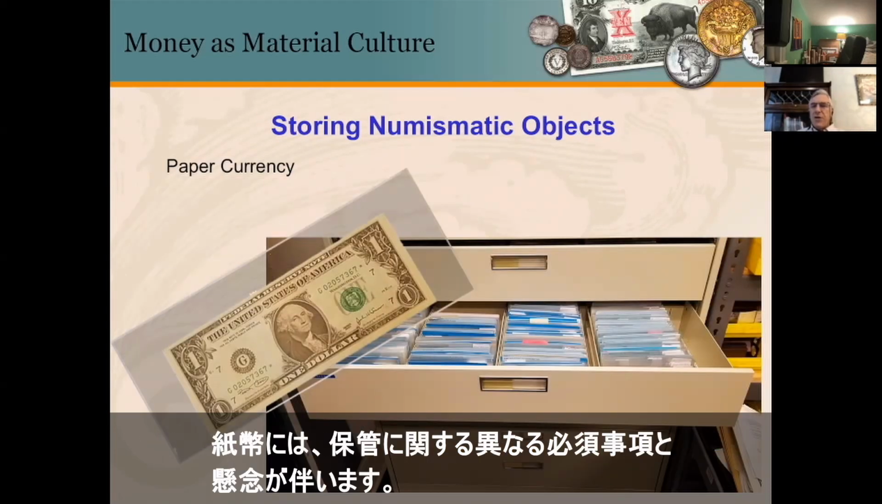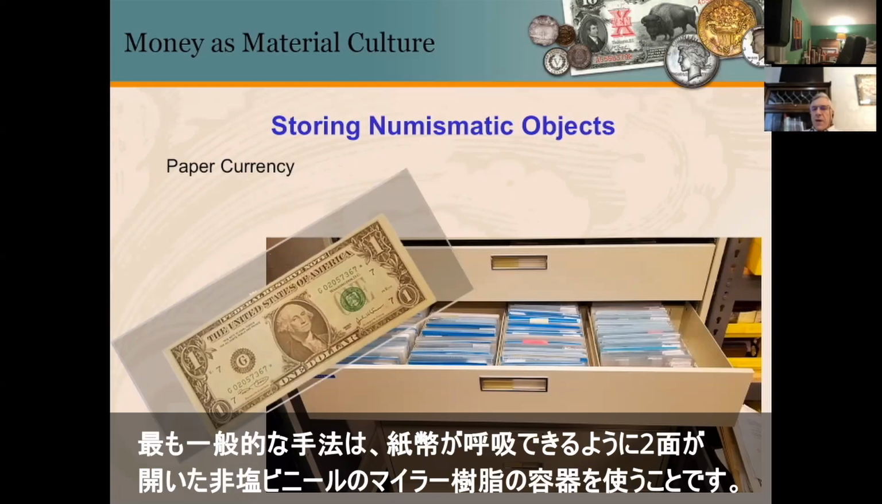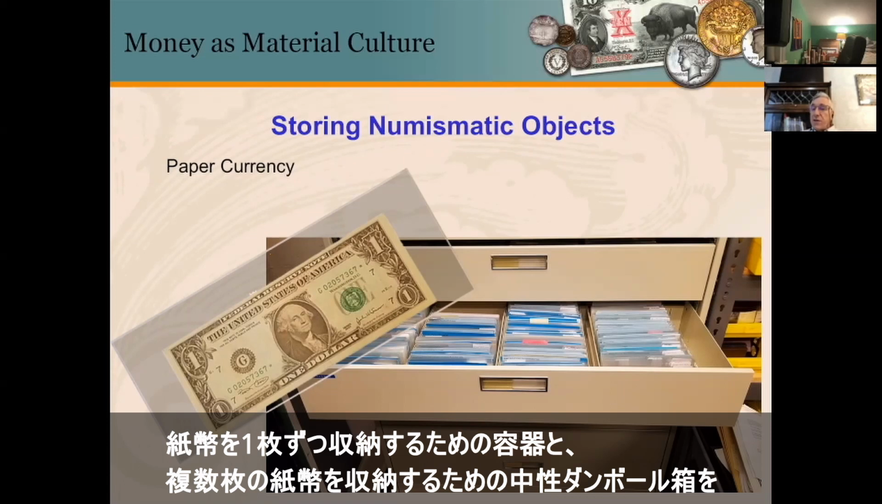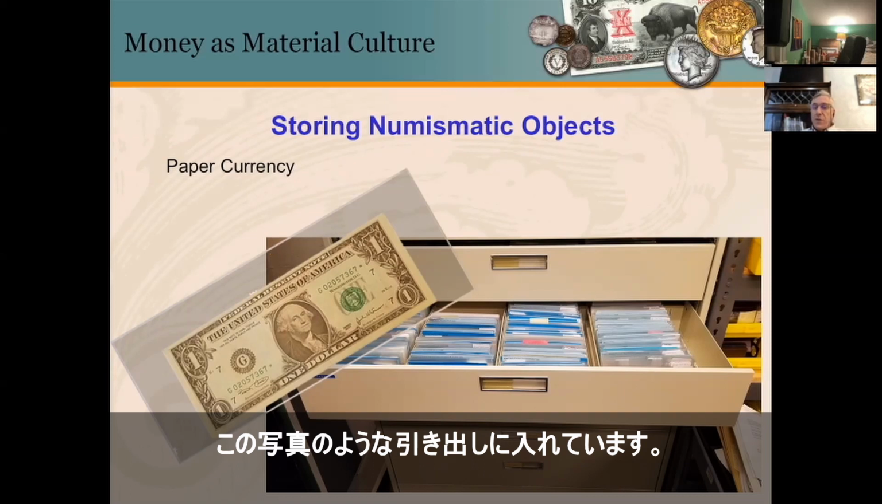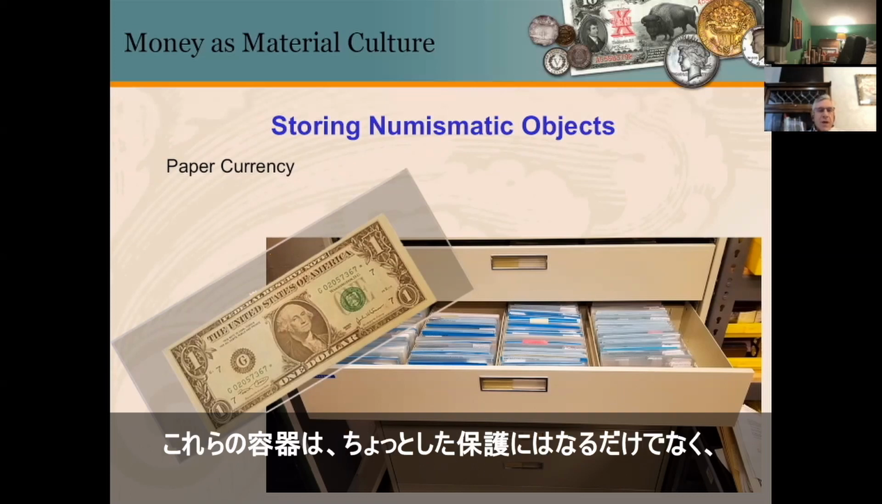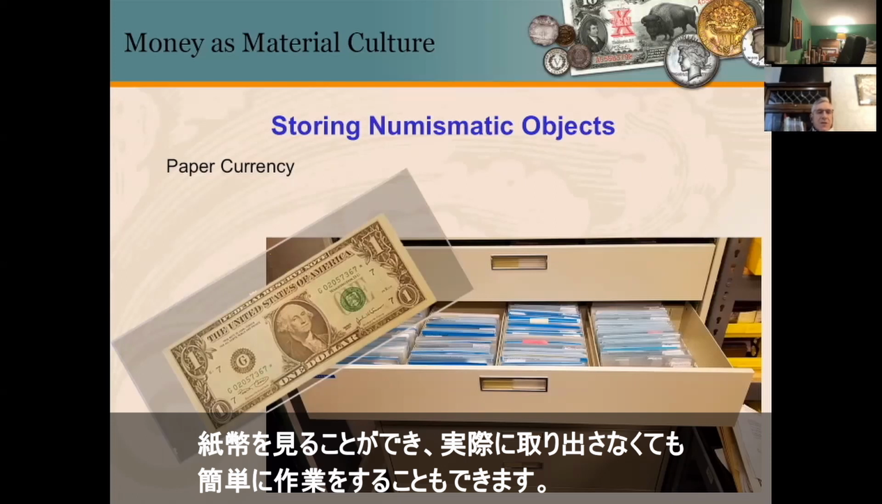Paper money has its own needs and concerns for storage. The most common standard is to use non-PVC mylar holders open on two sides to allow the paper to breathe, to hold individual notes, along with acid-free cardboard boxes in which to store the multiples of notes in drawers such as the one depicted here. Now these sleeves add a bit of protection, but they also make it possible to see the notes and make it easier to work with them without actually having to take them out of the holder.